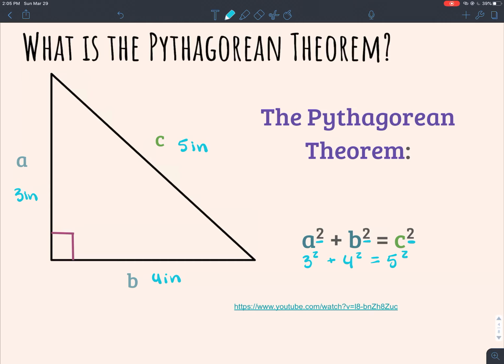When we're squaring our numbers, that means we're multiplying the number by itself twice. So 3 squared gives us 9, 4 squared gives us 16, and 5 squared gives us 25. And if you notice, if we add 9 and 16, we get the number 25. So what ends up happening is that this is true. That means that these two sides add up to the other side. That's where it comes from.